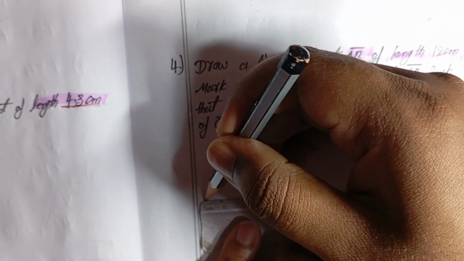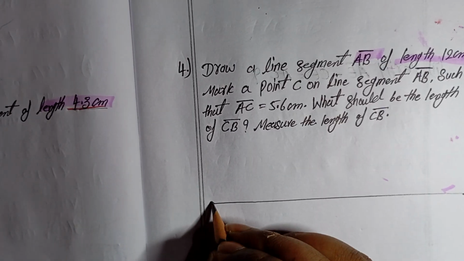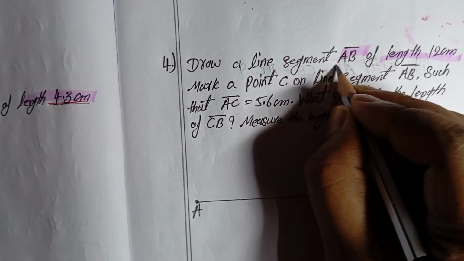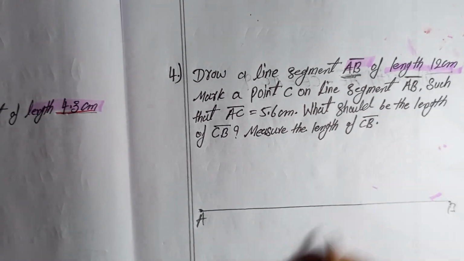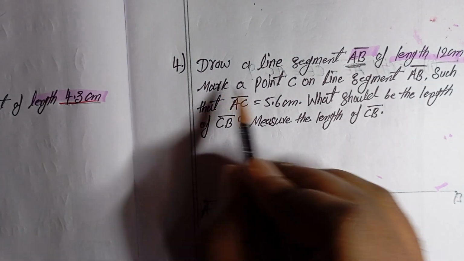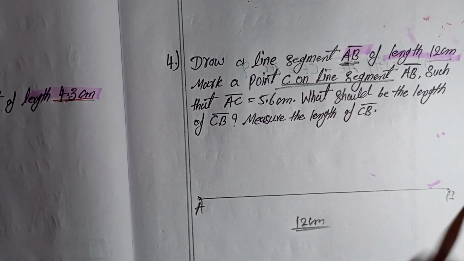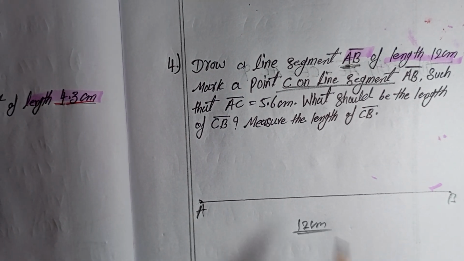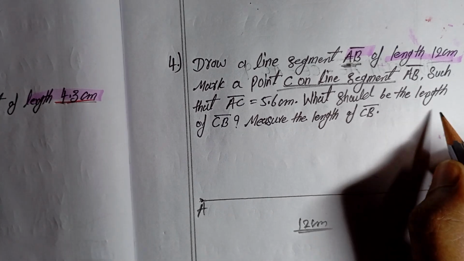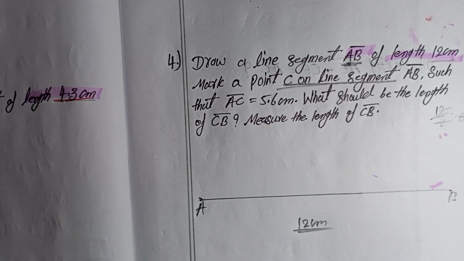So now let's take from 1 to 12. So this is the line. This is A and this is B. AB, how much? 12 centimeter. So this is already 12 centimeter. Now what is it telling? Make a point C on the line segment. In this line segment A to B, we have to make another point C. So why not put it in the middle only? This is 12, half of 12 is 6. In the 6 centimeter we are going to put the C.